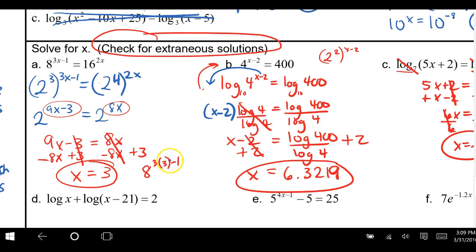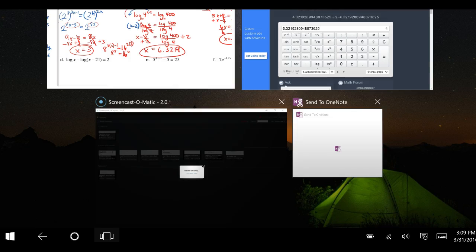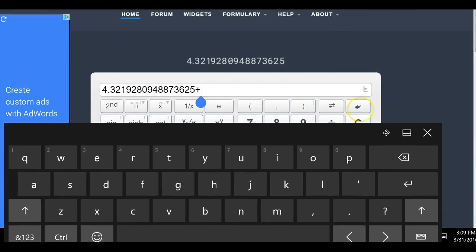And so it's 8 to the 3 times 3 minus 1 equals 16 to the 2 times 3. And you could simplify that if you want. Then that's going to be 3 times 3, which is 9, minus 1 is going to be 8. And this is going to be 16 to the 6th, because 2 times 3. And then what you can do is just go on your calculator and double check to make sure that's correct.